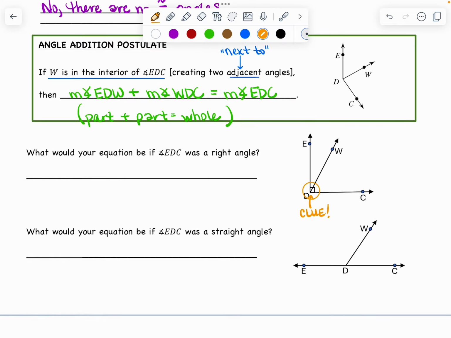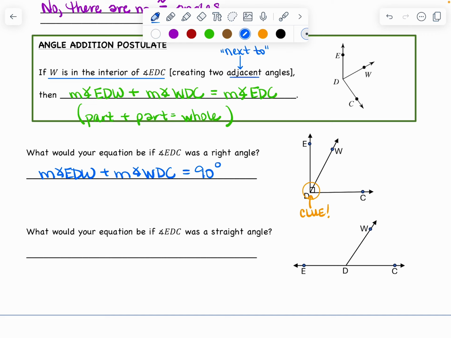So they're not going to tell you that those two smaller angles add up to 90 degrees. You have to be able to look at the picture and be like, oh yeah, that means the measure of EDW plus the measure of WDC, which is exactly what I wrote just right above in the box. But I don't have to be told what the measure of angle EDC is or an expression for it. I automatically know it has to be set equal to 90, because it's a 90-degree angle.